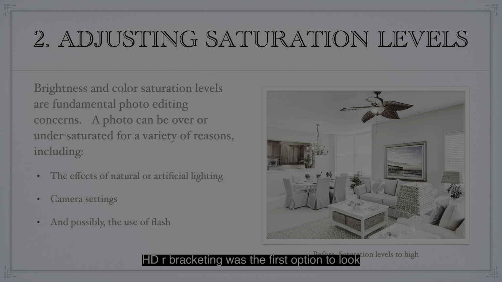Now, when it comes to adjusting saturation levels, this is option 2. HDR bracketing was the first option to look at and the most commonly used one. The second one is adjusting saturation levels. Brightness and colour saturation levels are fundamental photo editing concerns. A photo can be over or undersaturated for a variety of reasons, including the effects of natural or artificial lighting, camera settings, and possibly the use of flash. Now here you have saturation levels that are too high. It's a very washed out photo.